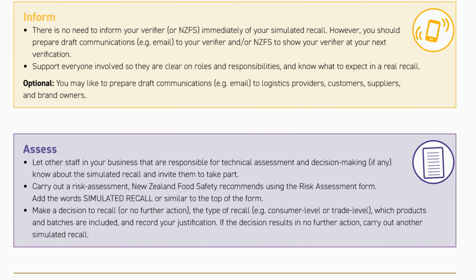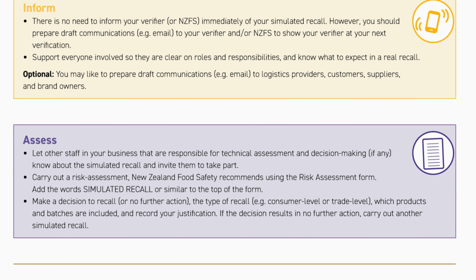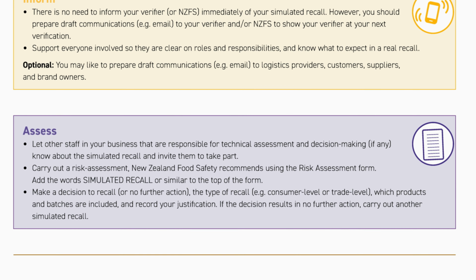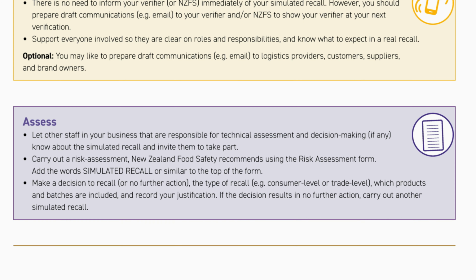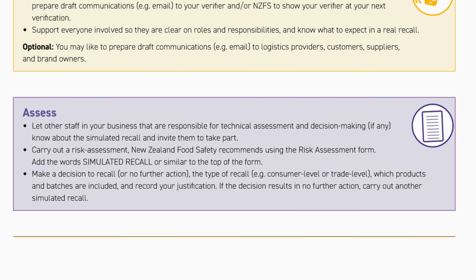Make a decision to recall or no further action, the type of recall, for example, consumer level or trade level, which products and batches are included, and record your justification. If the decision results in no further action, carry out another simulated recall.